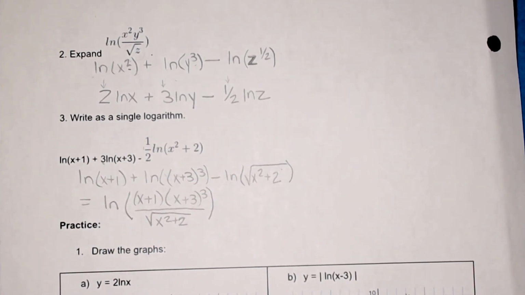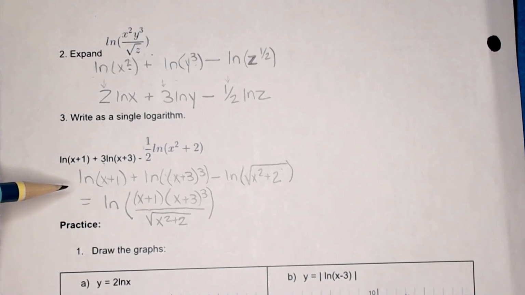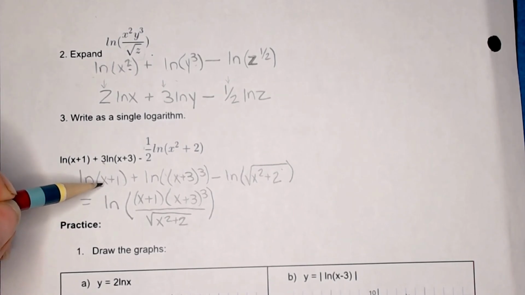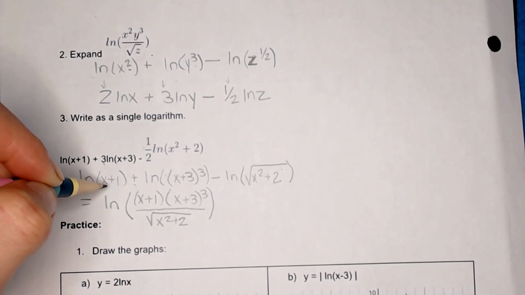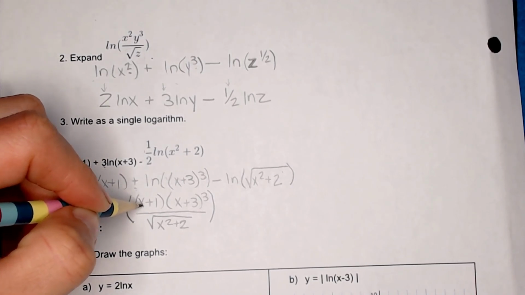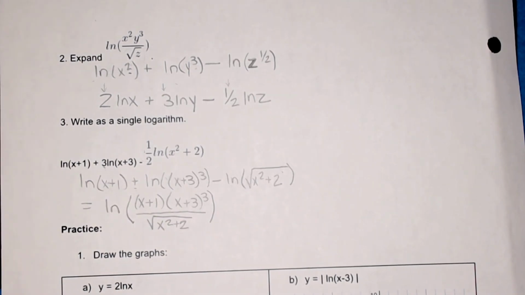And then we're just having a common base at this point. It's all in natural logarithm. Now all the terms are in the same format. They're all in natural log. So we can combine these terms. Remember that plus can be combined using the laws to multiply these two terms together, and then subtraction means to divide. So we'll get the natural log of x plus 1 times x plus 3 cubed divided by the square root of x squared plus 2.